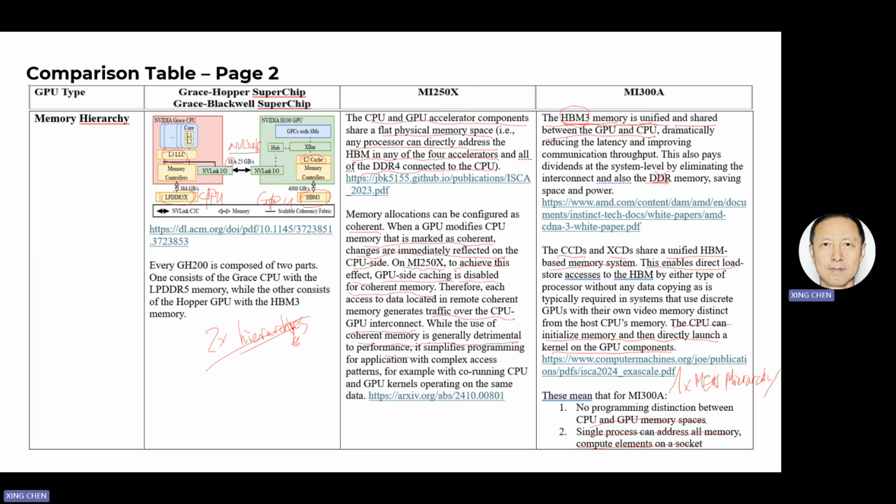We are going to have a rest, and afterwards we are going to discuss some topics related to the GraceHopper and the MI300 APU, and then we are going to summarize this section. So see you very soon.